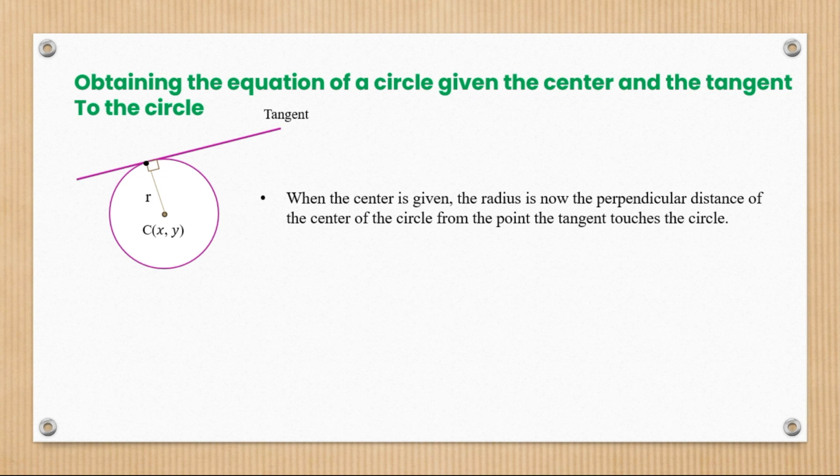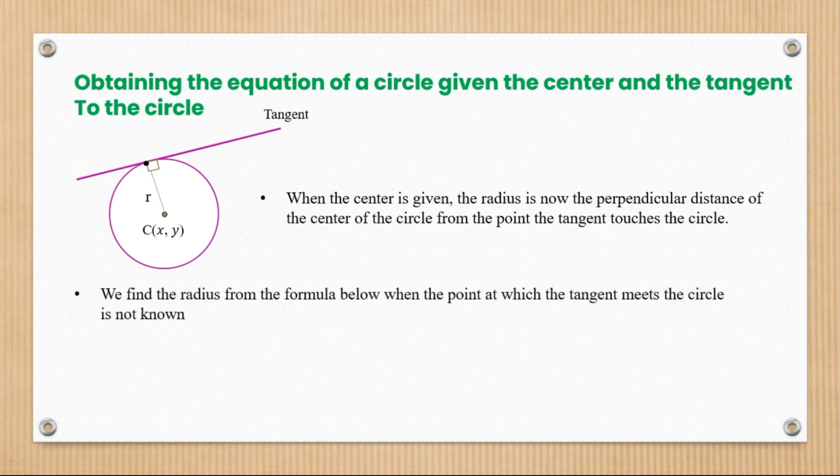So when the center is given, the radius is now the perpendicular distance of the center of the circle from the tangent. Now, if you know the equation of the tangent and you know the coordinates of the center, there is actually a formula we can use to find the radius. To simplify this quickly, you can find the radius from the formula below when the point at which the tangent meets the circle is not known.